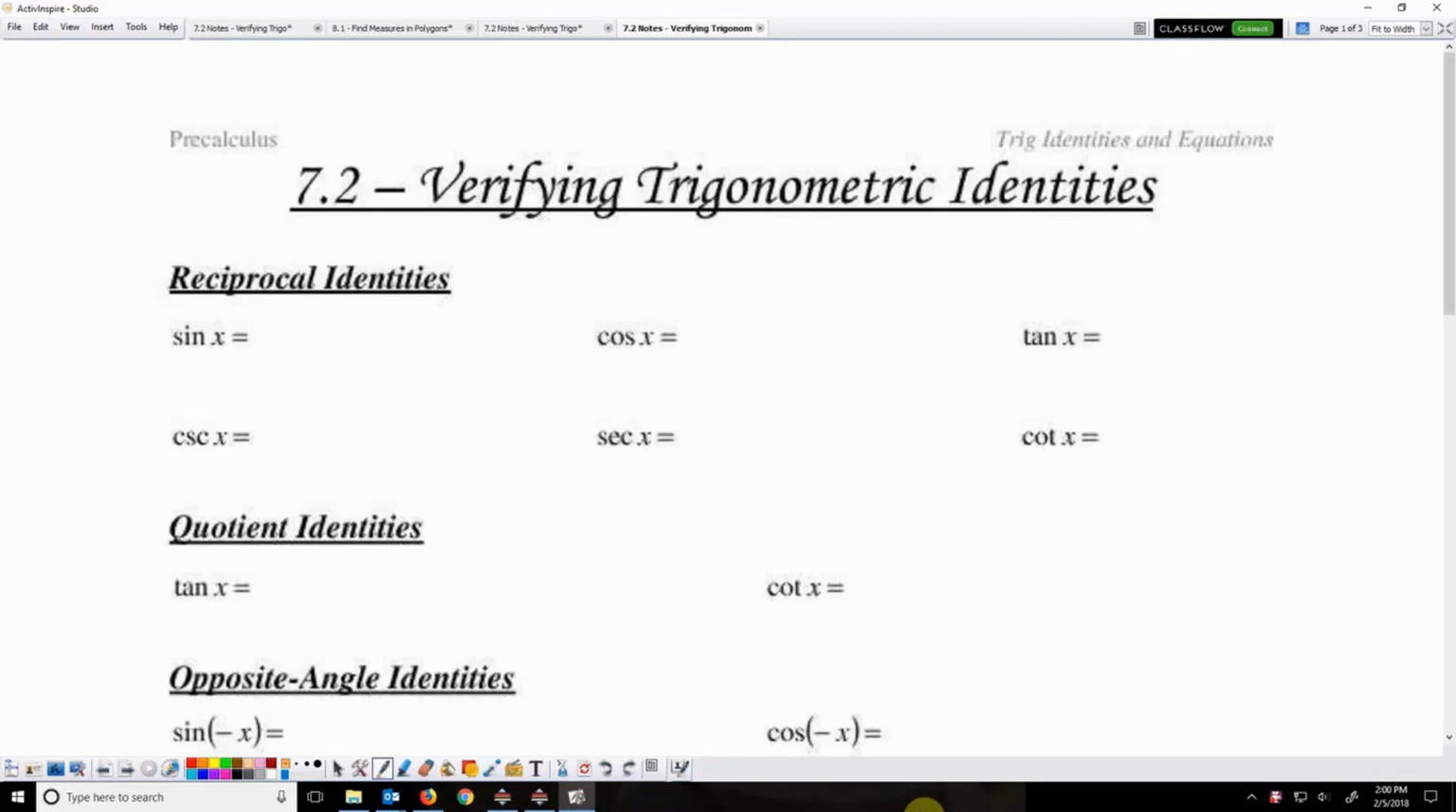Hey guys, today we're going to talk about verifying trigonometric identities. First, we're going to go over some identities that we're going to use in this lesson.